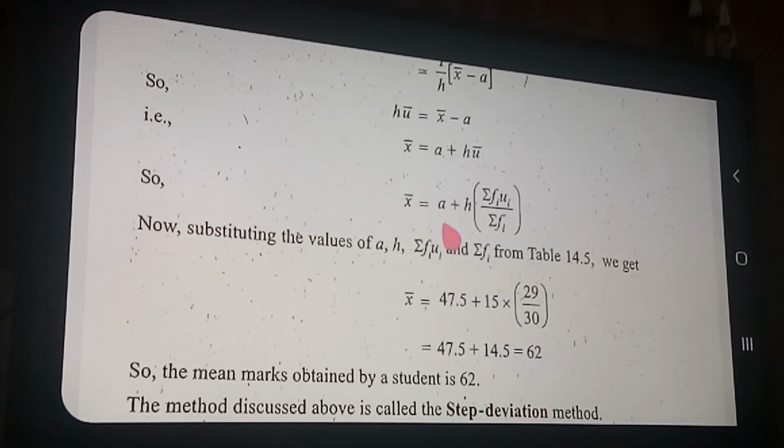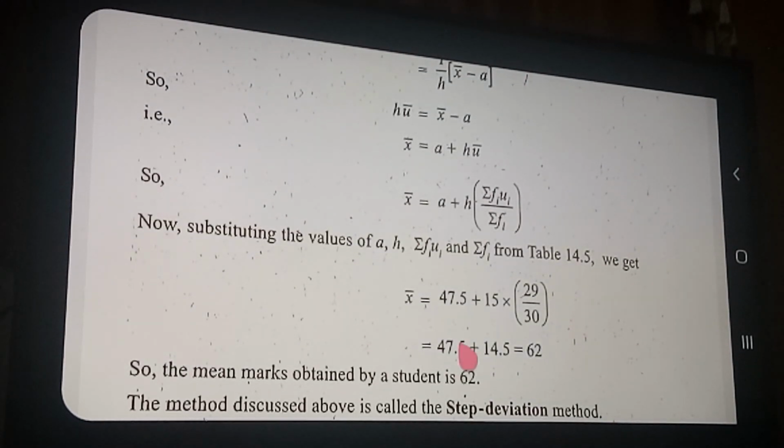And in this method, x bar is equal to a plus h into sigma fi ui divided by sigma fi. Here what is ui? ui is equal to xi minus a by h, or you can say di by h. What do we call this method? Step deviation method. Okay, so study these 3 formulas. This is the theory part, and for interested students, all three formulas are compulsory: direct method, assumed mean method, and step deviation method.